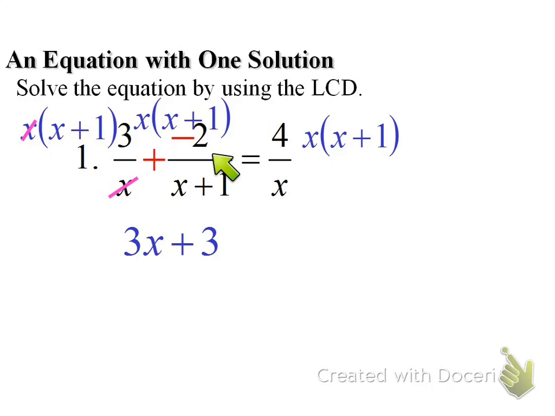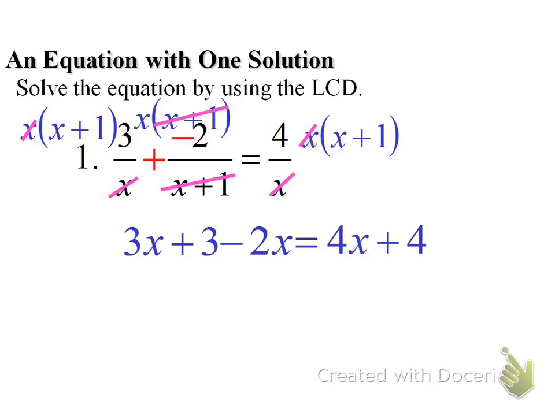What happens here? The x plus 1s will cancel. You're left with a negative 2 and an x. What happens on the right side of our equal sign? The x's cancel. You could distribute the 4 now. You have 4x plus 4.